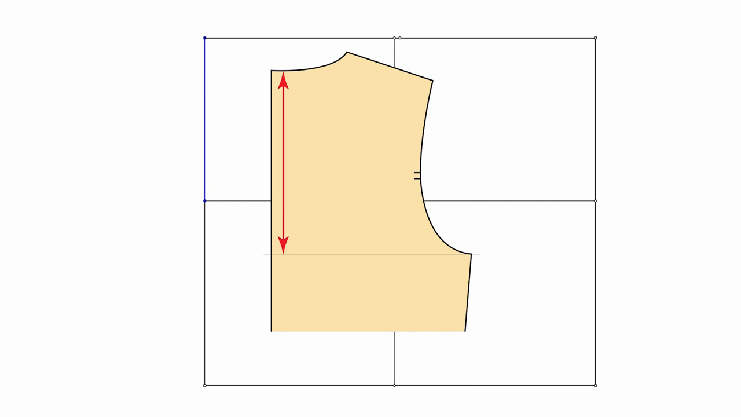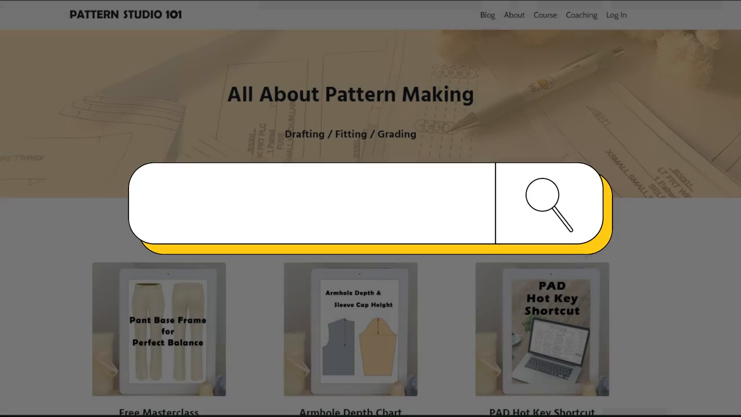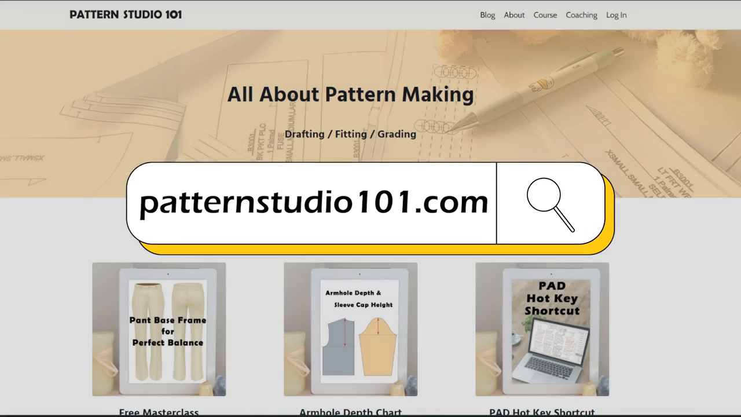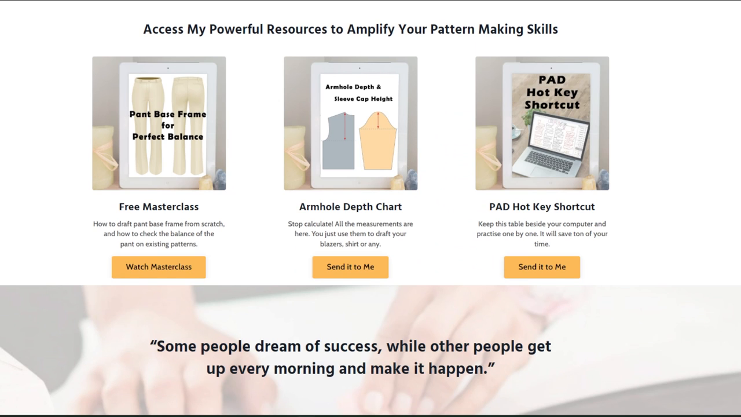Draw the underarm line. From the center back neck point to the underarm line, we call this armhole depth. If you know your armhole depth, it's easy. Measure down and draw a line. If you have no idea where to start, go to my website patternstudio101.com and download the armhole depth chart. I made it for you. You will get some ideas from it. My example for today is 7.5 inches.